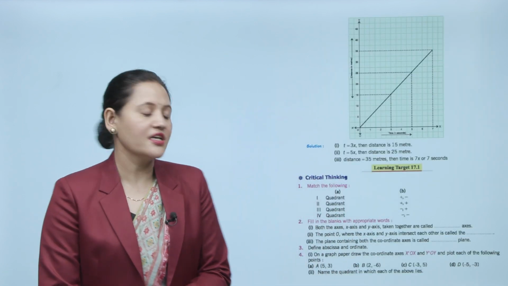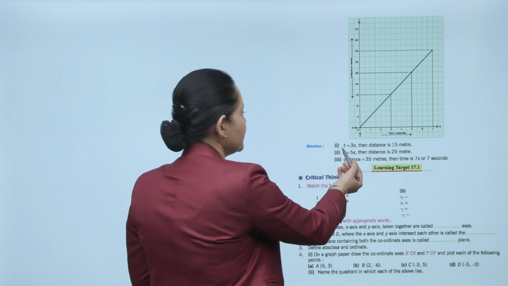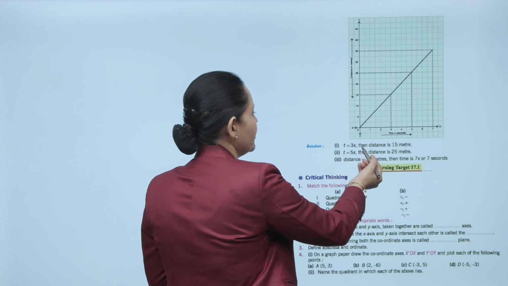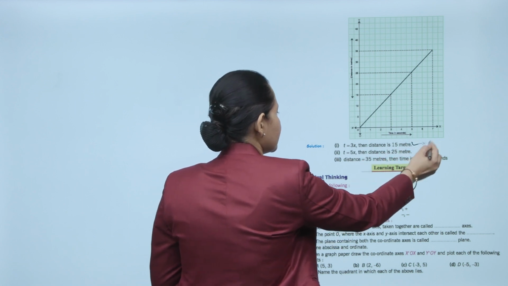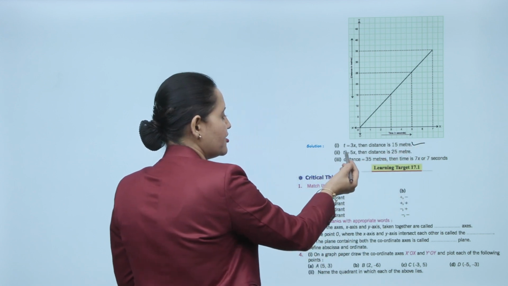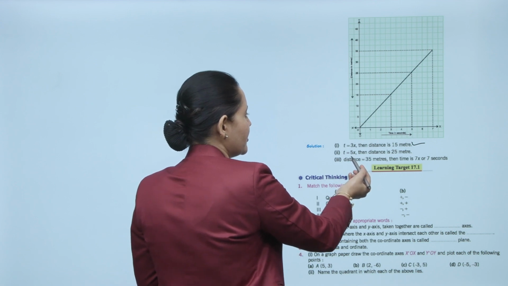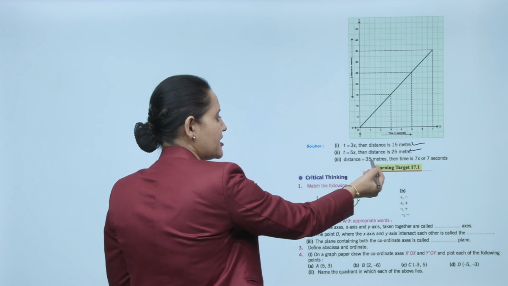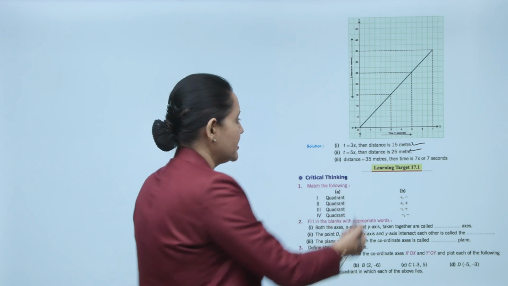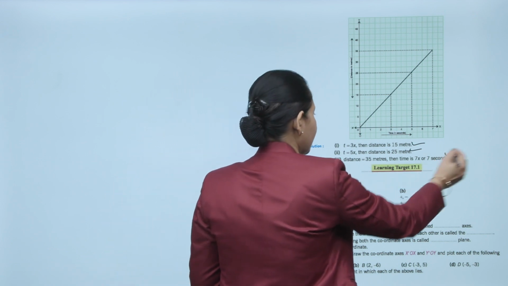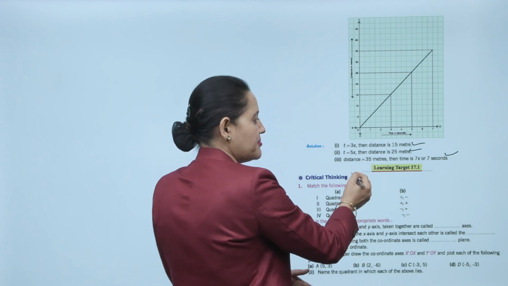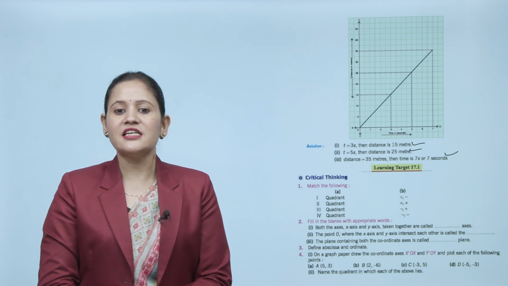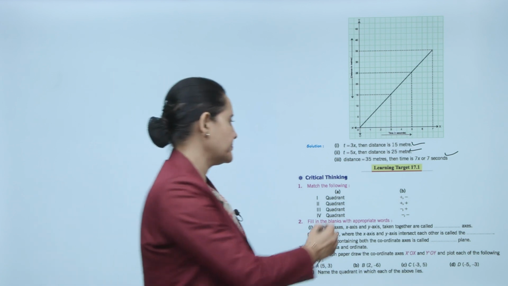Solution: time t equals 3 into x, then the distance will be 3 into 5, that is 15 meters. At 5 seconds, it will be 5 into 5, that is 25 meters. If the distance is 35 meters, then the time is 7x or 7 seconds. 35 divided by 5 is 7 seconds. Clear? Next, learning target 17.1.